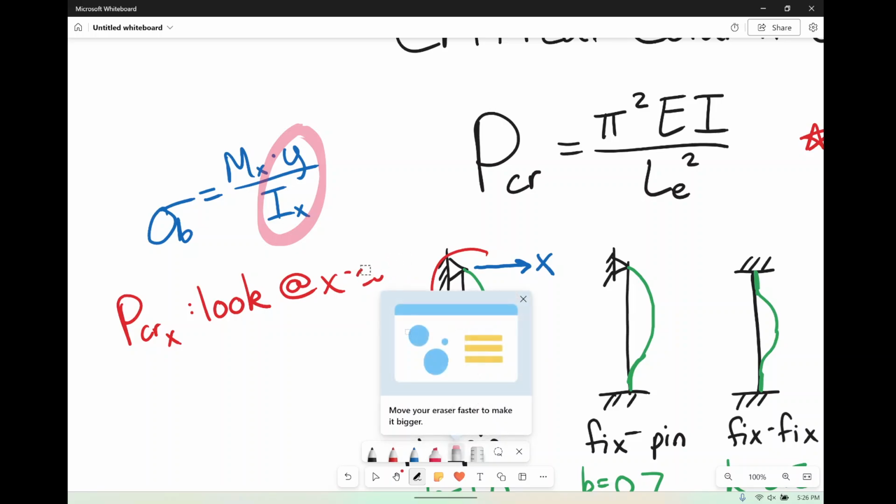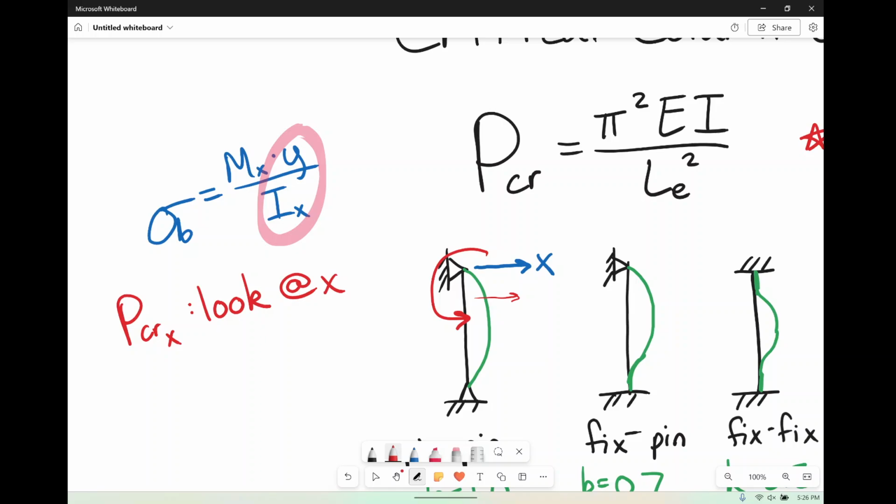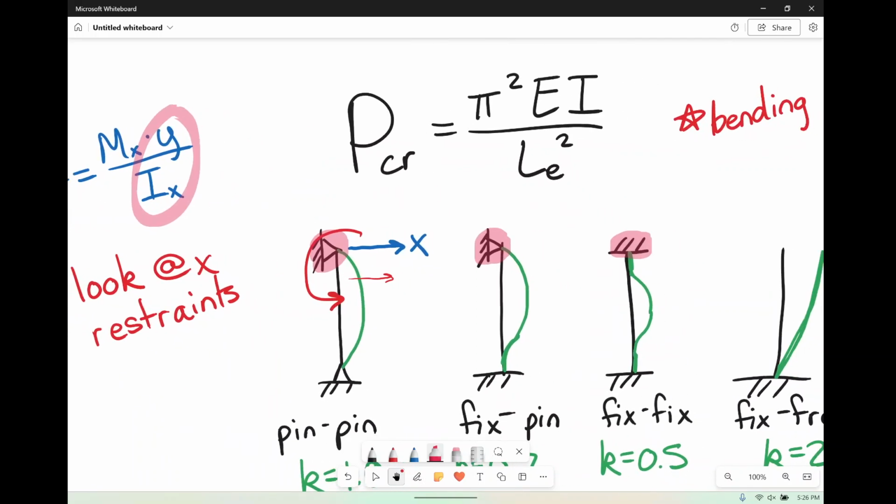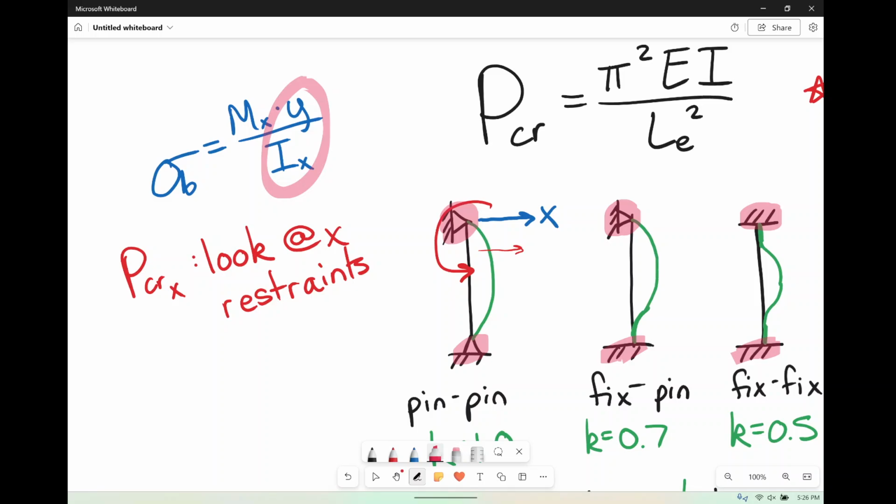So we're looking at the X constraints, or the X restraints, I guess that's how I wrote it. So what's going on up here? How is it being restrained? Is it pin? Is it fixed? What does the bottom look like? Is it pin also? Is it fixed? Is it fixed free? Like, what are the restraints? What are the supports looking like? And when we're looking for those restraints in the X direction, then we're going to be using the moment of inertia here, in the Y direction.